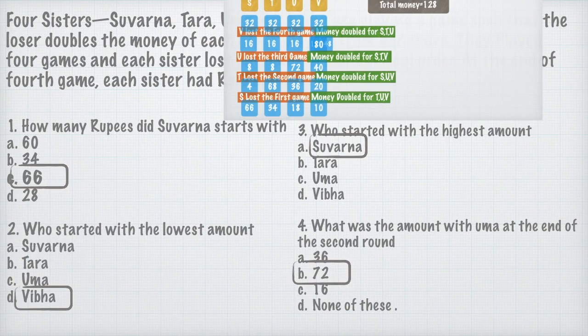Similarly, question number 2, who started with the lowest amount? This becomes very easy now. The lowest amount person I can very clearly see is Vibha. She started with 10 rupees, right? Question number 3, who started with the highest amount? Again, very easy. Suvarna started with the highest amount, 66 rupees. And what was the amount that Uma had at the end of the second round? So I look at the table, Uma at the end of second round, U after the second game is 72. So my answer would be 72, right?